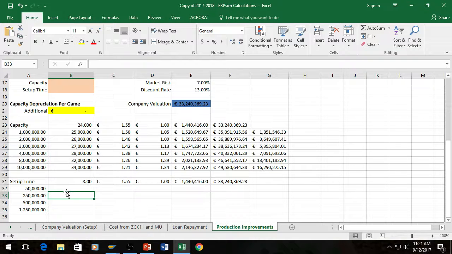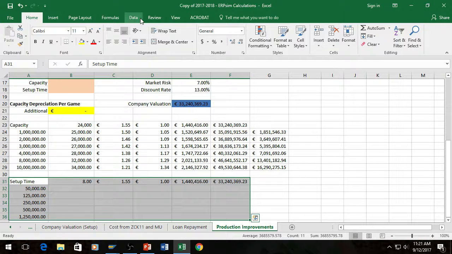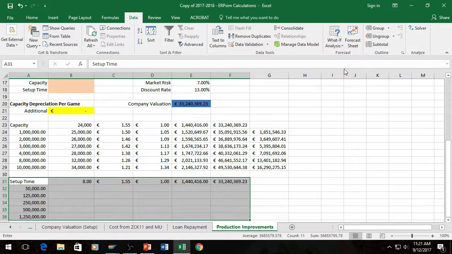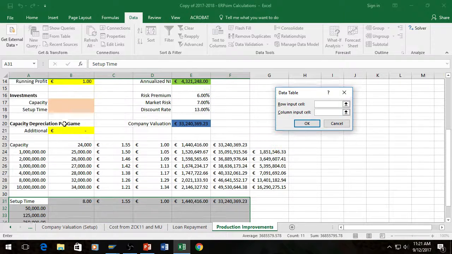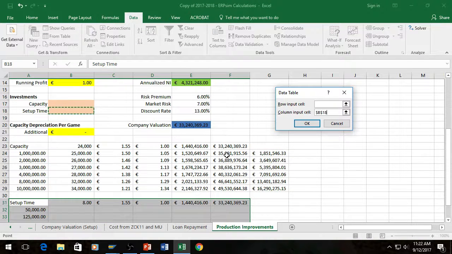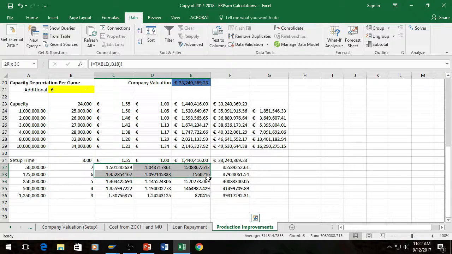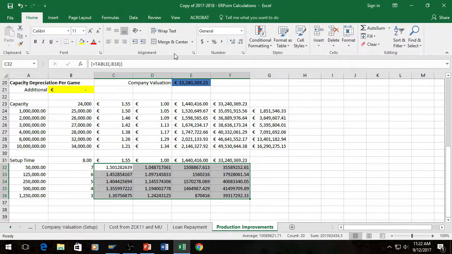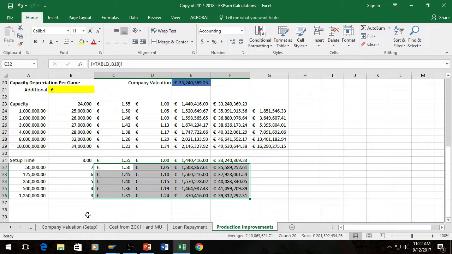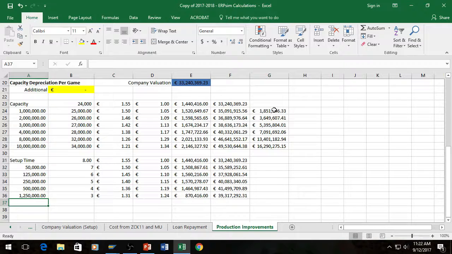I should add one more, shouldn't I? I should try to equalize those, right? Let's do 125. Okay. So same thing, data table. This is also the column, but we're going to be using a different input cell. So we're going to be taking these values and dropping them in here in B18. And format these for euros. And go ahead and take this too.